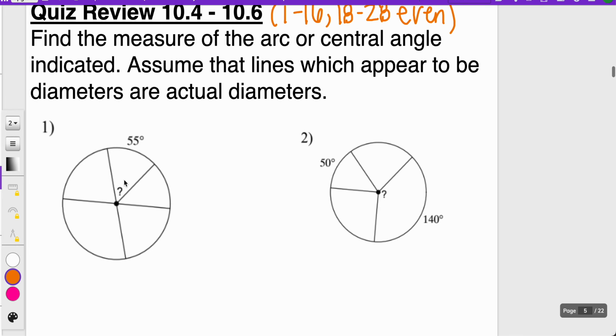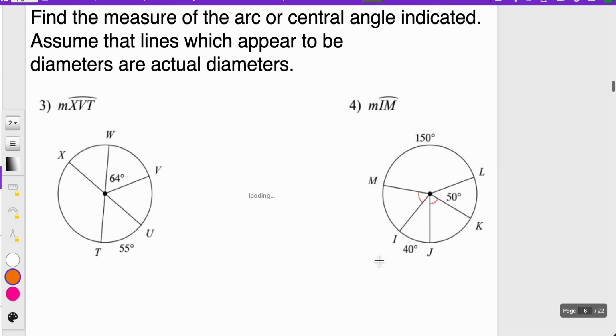For number 1, our missing angle is going to be 55 degrees as well, because when we have that interior angle, it's matching with that arc measurement from the center. Same thing for number 2. My missing piece would be 140 degrees here.